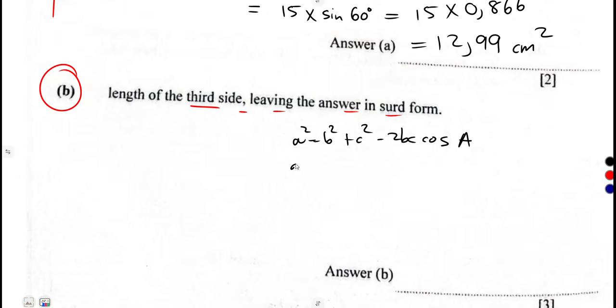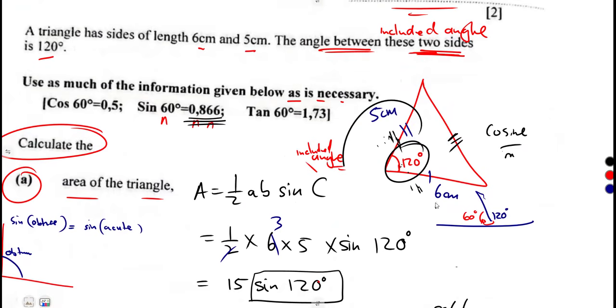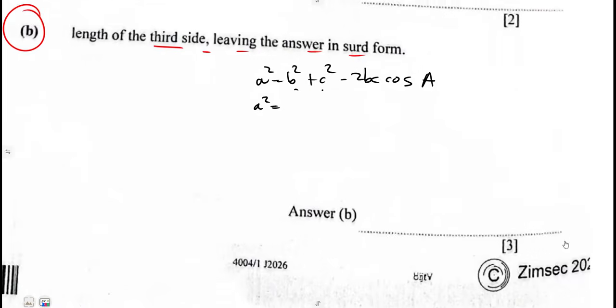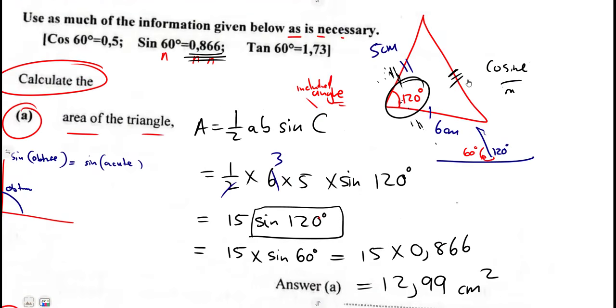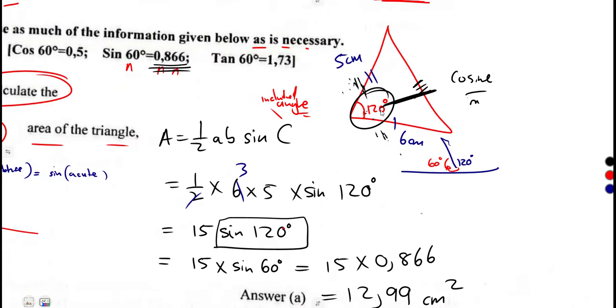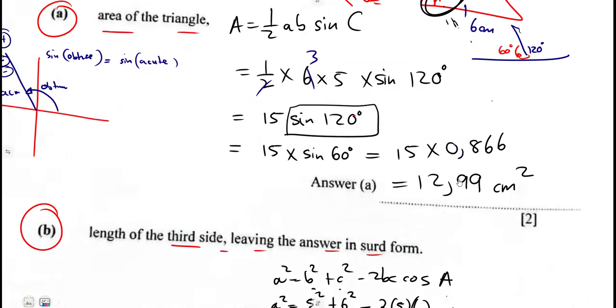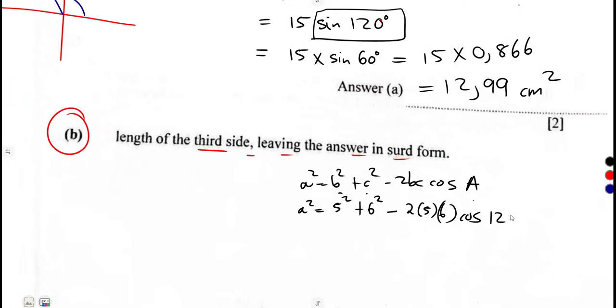So a squared equals b and c, the sides forming the angle of 120 degrees, 5 and 6. You simply square those two, 5 and 6, minus 2bc, the same sides multiplied by 2, so 2 times 5 times 6, times cos of A, the included angle facing the side you're calculating, 120 degrees. So it is supposed to be cos 120 degrees.